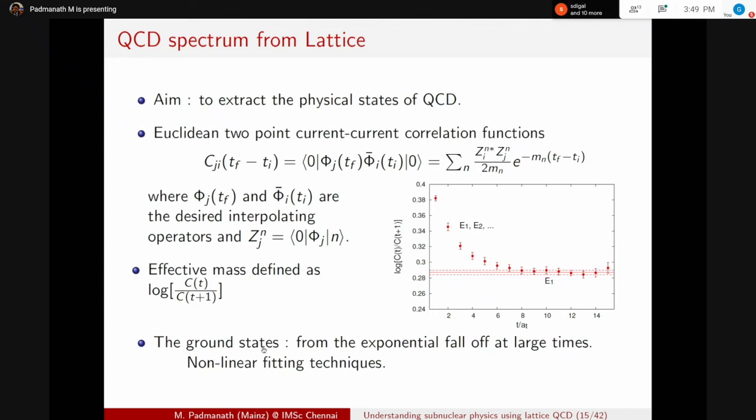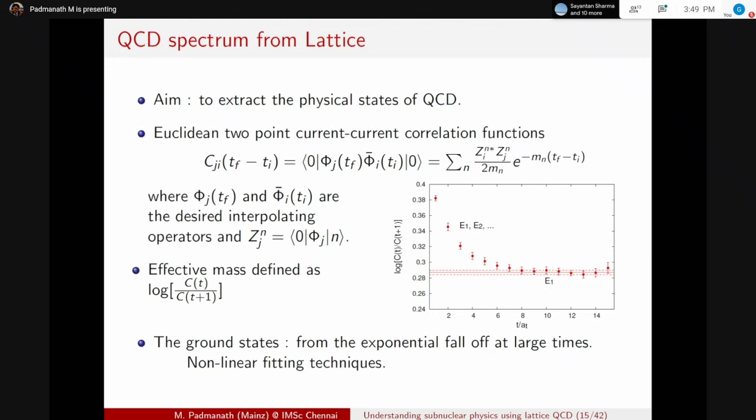The lattice way of saying it: one can get a feel of the mass of the system by defining this quantity, log of C of t by C of t plus 1. You can also put C of t plus 2 times 2 here, which will also give you a feel. The other way is to fit this correlation function with multiple time slices using nonlinear techniques, and then extract the mass of the system. So this is the way one extracts the spectrum of hadrons using lattice QCD.